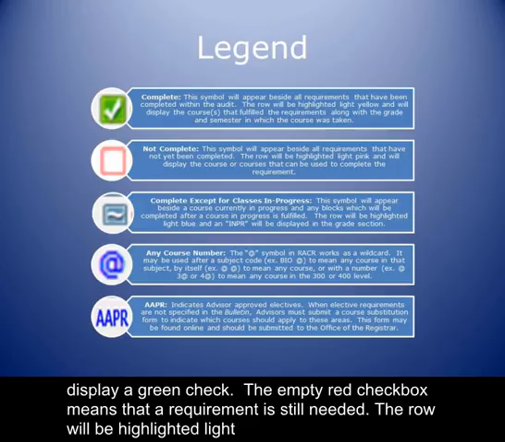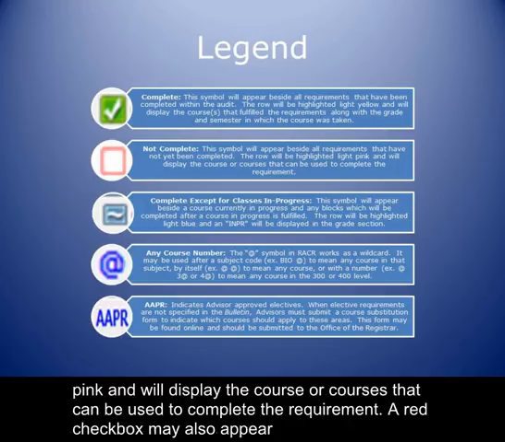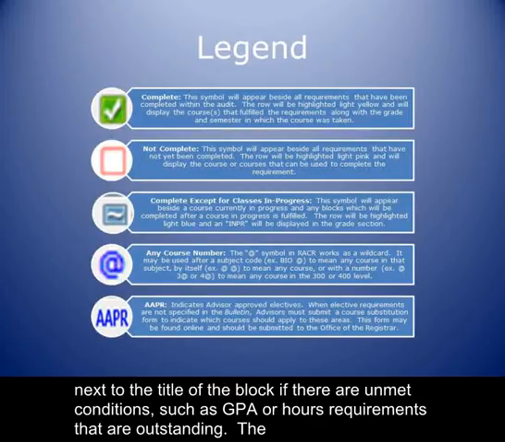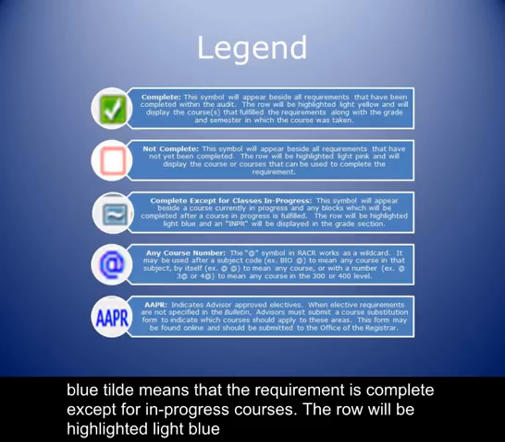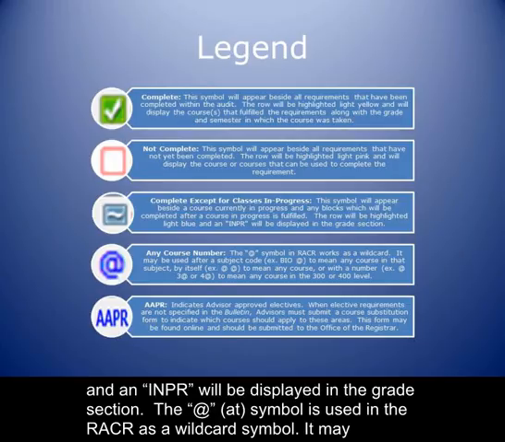The empty red checkbox means that a requirement is still needed. The row will be highlighted light pink and will display the course or courses that can be used to complete the requirement. A red checkbox may also appear next to the title of the block if there are unmet conditions, such as a GPA or hours requirement, that are outstanding. The blue tilde means that the requirement is complete except for in-progress courses. The row will be highlighted light blue and an INPR will be displayed in the grade section.